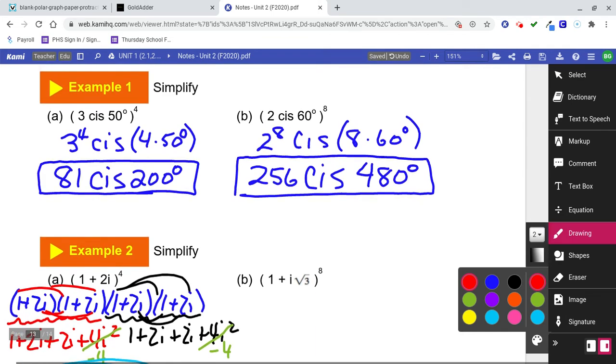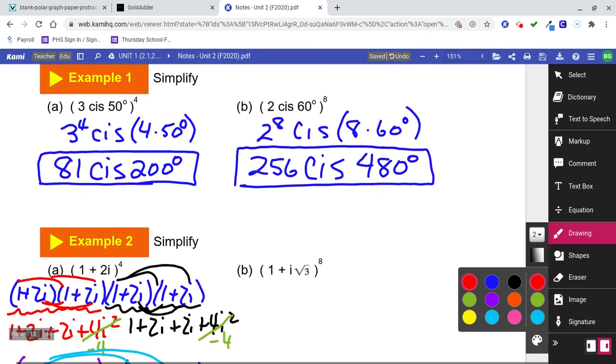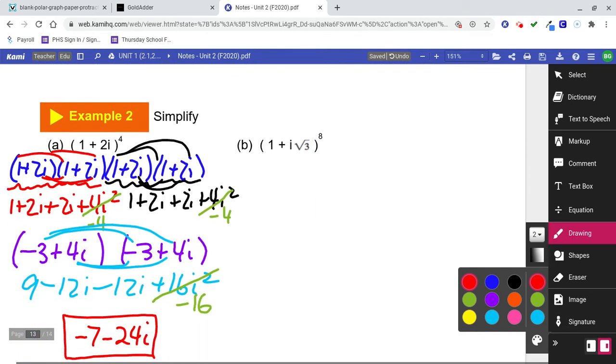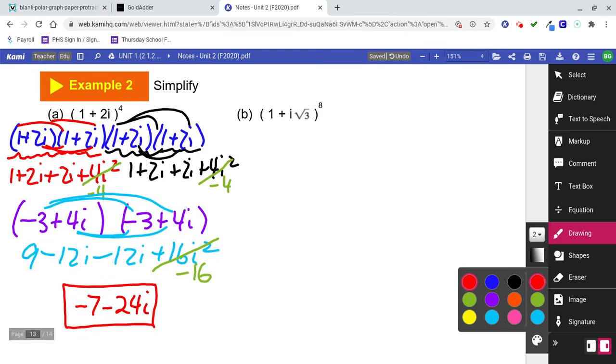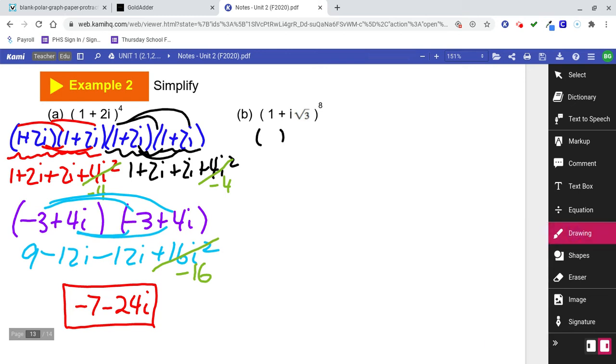I'd probably rather do DeMoivre's. It's because polar form is usually going to be easier than rectangular form. But again, it's not like we can't do it. We know how to do it. We're going to expand it out and multiply it out. Okay, fine. What are your thoughts when you look at part B? You're like, oh my gosh, I don't want to do this.